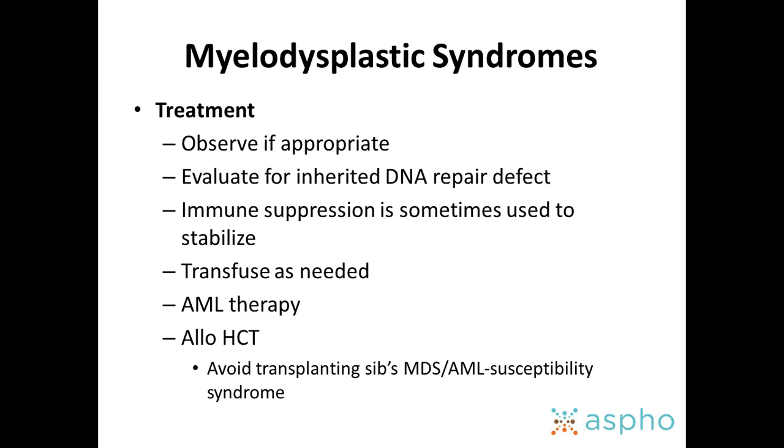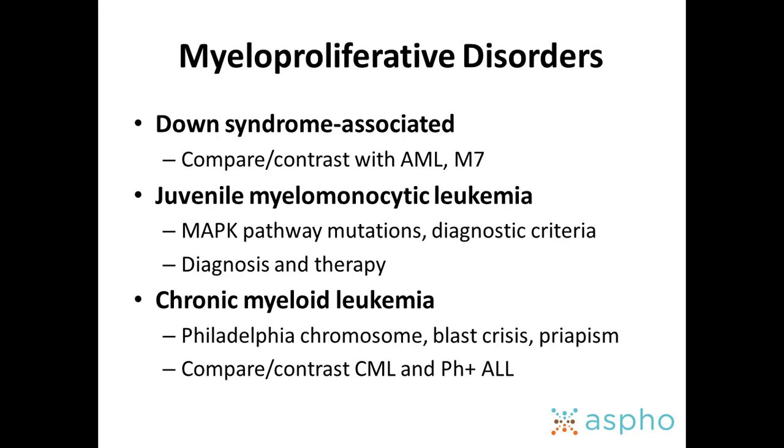All right, so treatment. Again, how do you treat this huge array of conditions that have a common phenotype? I think you just have to treat it like we do any other patient, where you observe if appropriate. You look for inherited DNA repair defects. If you find them, that may inform the decision to go to transplant or not. Immune suppression might be useful if you're having some overlap with aplastic anemia. You support with transfusions. If you get AML, you treat AML, and if things look like they're not getting better, go to transplant. All right, so now to some more specific myeloproliferative disorders.